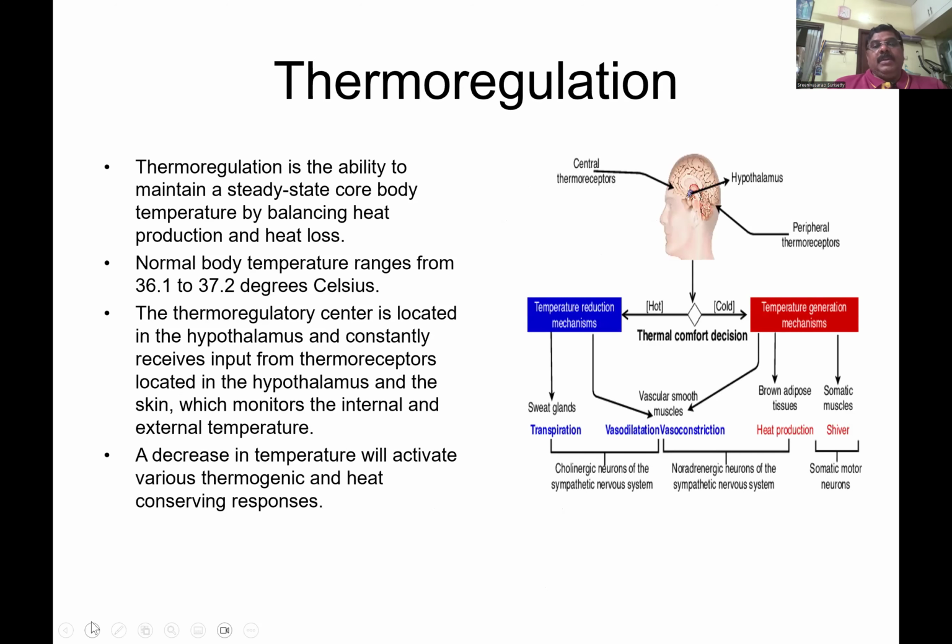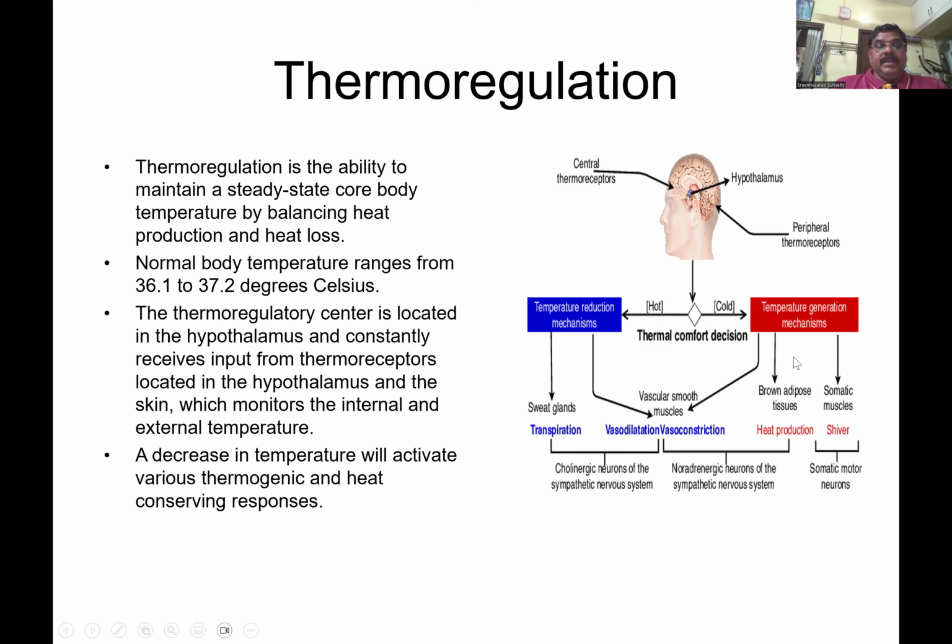Coming to thermoregulation, it is the ability to maintain a steady-state core body temperature by balancing heat production and heat loss. It's a balance. The normal body temperature, everybody knows, is 98.6 degrees Fahrenheit, or 37 degrees centigrade. The thermoregulatory center is located in the hypothalamus and constantly receives inputs from the thermoreceptors located on the skin and sweat glands, which monitor the internal and external temperature.